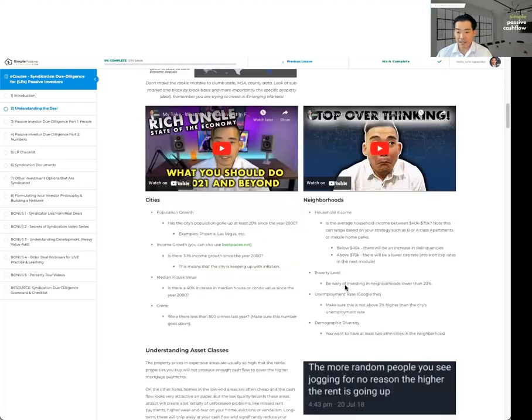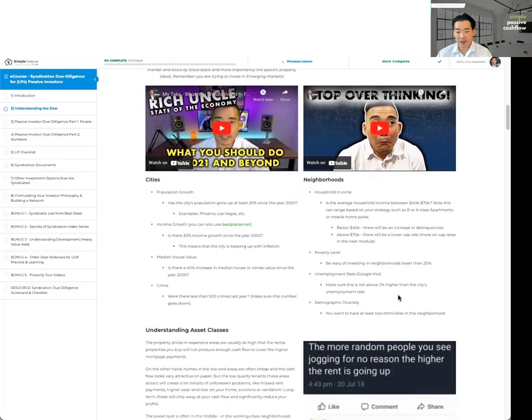Here are some other things to digest in terms of cities and neighborhoods. You don't want to go into rough areas. When we first started out, we would buy Class C properties, smaller properties, because quite frankly, our investment group was small. We couldn't do as big deals. Our net worth wasn't high enough to qualify for the debt. That's what we did. They are a lot more headache because the tenant profile was lower.